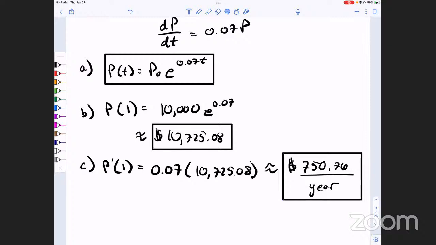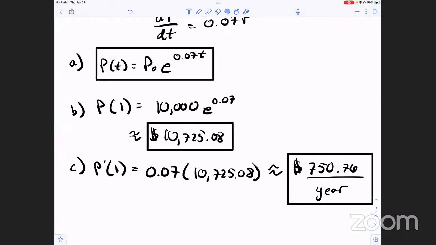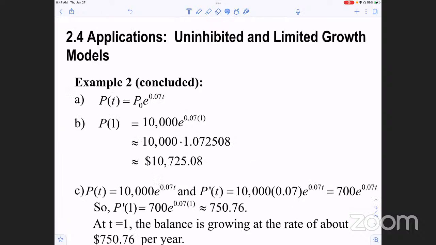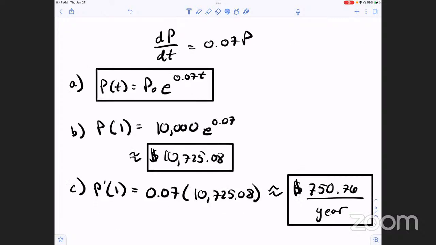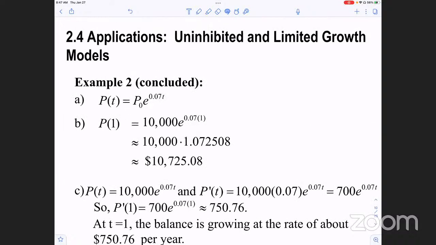P naught e to the 0.07t, and then we got the 725.08. I think we got that same thing. Then we got that it's growing by 750.76 per year, right? So after 1 year, the balance is growing at a rate of about 750.76 per year. Okay.